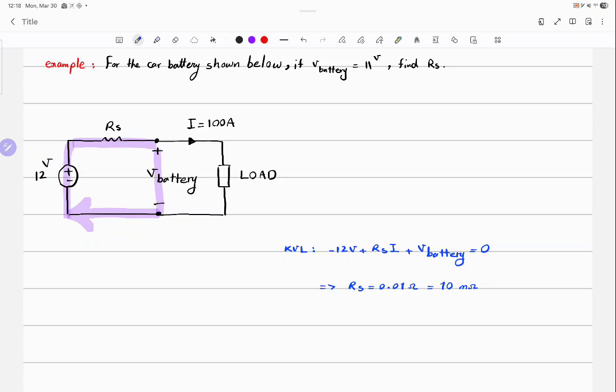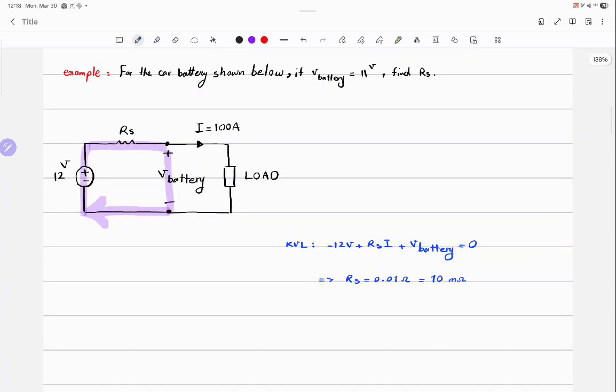So depending on the current, you might be able to neglect it as you did for the power supply that you used in your mini labs, right? But here, no, because the current is just too big. Any questions so far?